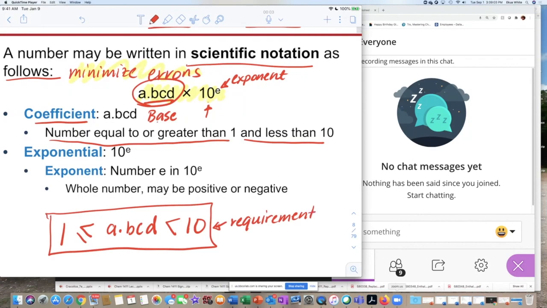Okay, this first number, the coefficient or base number, has to fulfill that requirement. It can be equal to 1 and between 1 and 10, but not equal to 10. And then, of course, we have the exponent part. Well, you have the 10 part, this part here, that is based on the logarithm, the log of base 10. And then you have the exponent.